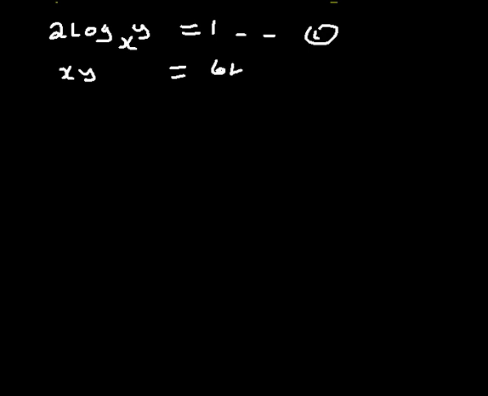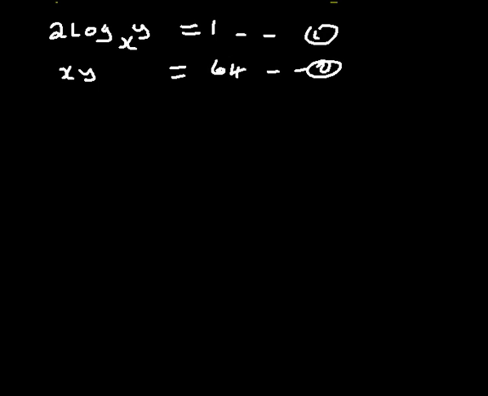How about, let's say, if we have this case: 2 log x of y is equal to 1. That is equation number 1. And we have another case, xy is equal to, let's say, 64. So how do you think we should solve this?